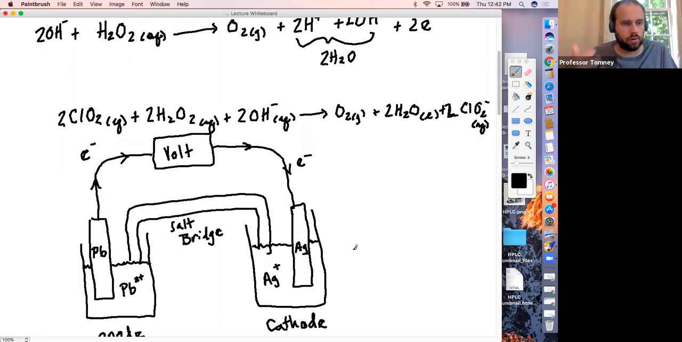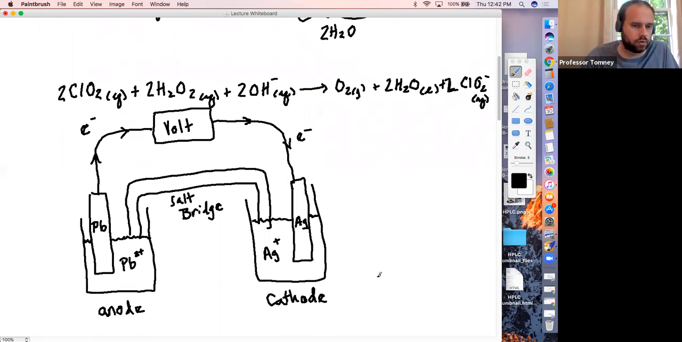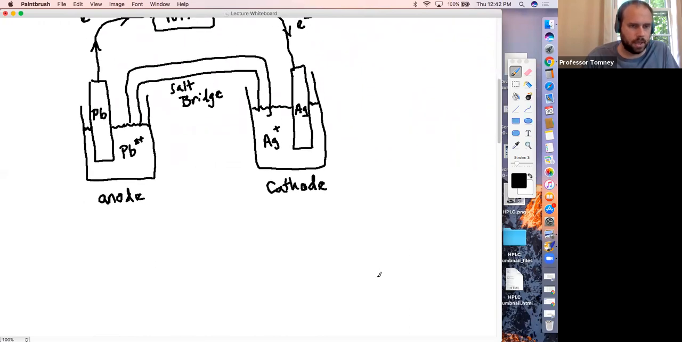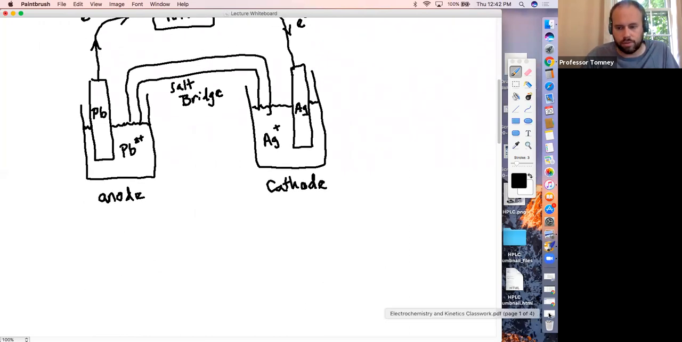All right, so be comfortable writing both ways. That's obviously an abbreviated way. This was asking for you to sketch and show what the actual cell would look like if we set it up. And that leads directly into problem 3.